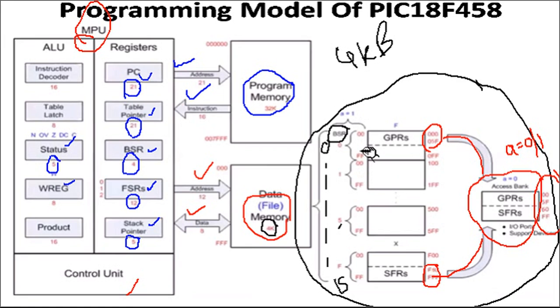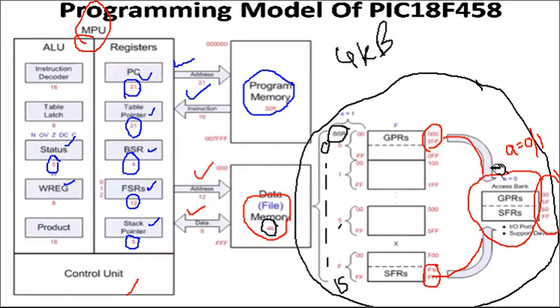On similar lines, for bank number 15, it is from 60 to FF. You can see it here. And the 4 bits will be F. Why F? Because it is bank number 15. So you can see the Access Bank consists of general purpose registers and the special function registers. It is a combination of both of them.